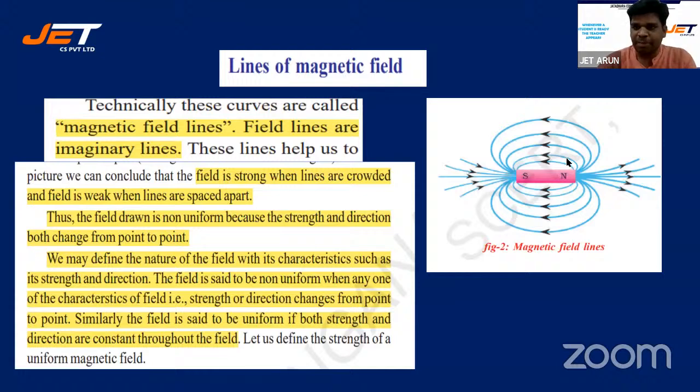Now, if you look at this, if the lines are closely spaced, that means magnetic field intensity is more. Stronger field. If they are spaced apart, then the field is weaker there. So the field is strong when the lines are crowded, and weak when they are spaced apart. Thus the field drawn is not uniform because strength and direction both change from point to point. Uniform is when direction and magnitude remain the same throughout the space. Then you call it a uniform field. A uniform magnetic field is impractical, students. We'll get an almost uniform field in a solenoid.